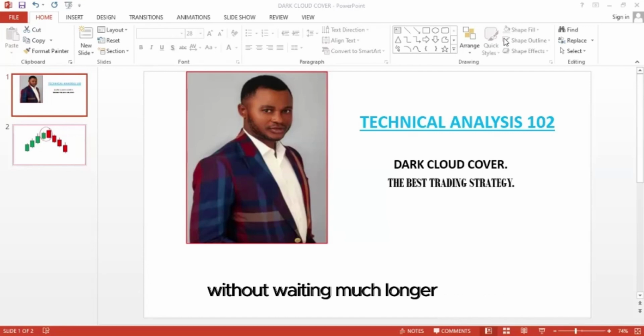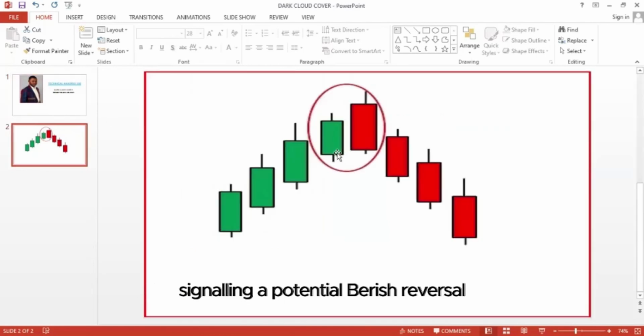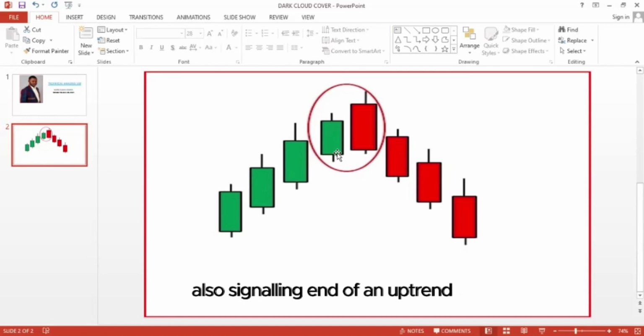Without waiting much longer, let's proceed. Today, we'll be learning dark cloud cover as a reliable trading strategy, but not just as a candlestick pattern. Dark cloud cover is a bearish reversal candlestick pattern that is formed after an uptrend, signaling a potential bearish reversal. Traders often view dark cloud cover as a sign that the bullish momentum is running out of steam and sellers are gradually gaining strength, also signaling the end of an uptrend.